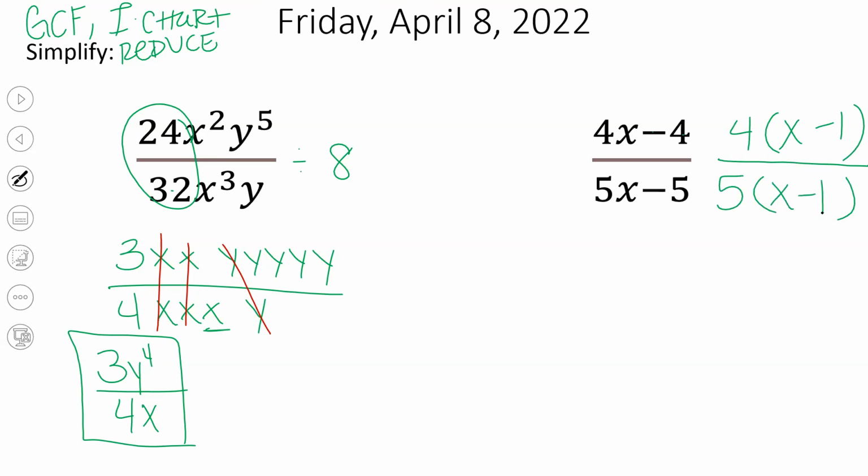X minus 1. Will my parentheses always match? No. A lot of times, yes. Always, no. Okay. Now, what do I notice can happen now? My parentheses can cancel because x minus 1 is the only thing attached in both of them. So what is my reduced or simplified fraction? It's just 4/5. Okay. Questions?